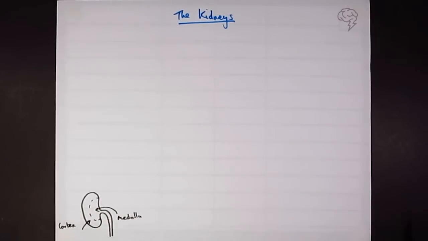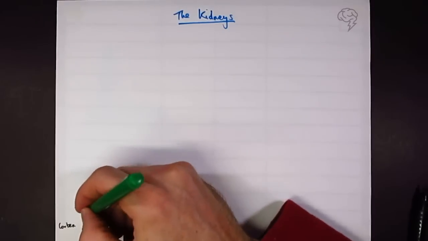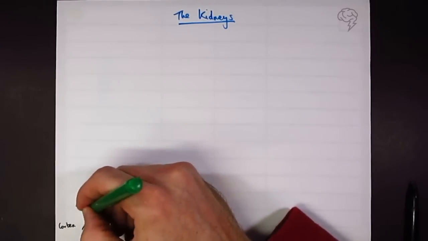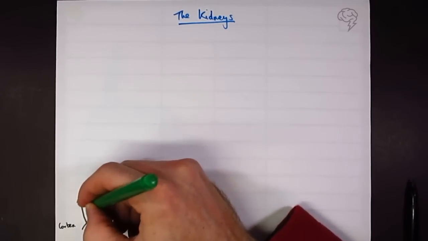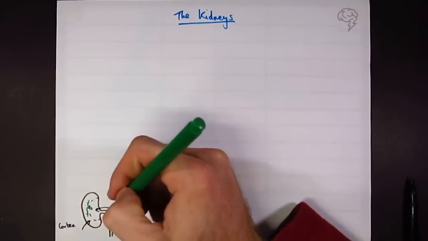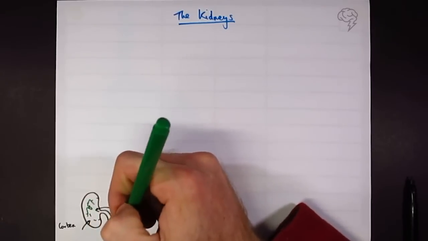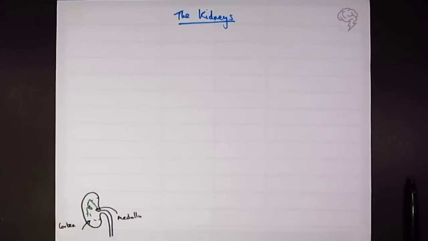And the bit that we're looking at in this section is going to be taking place on the boundary. So this is my Bowman's capsule and my proximal convoluted tubule. The loop of Henle goes into the medulla, then we have the distal convoluted tubule, and then the collecting duct, which I suppose is going to connect up with my ureter. The ureter goes to the bladder, which connects to the urethra, through which you pee.